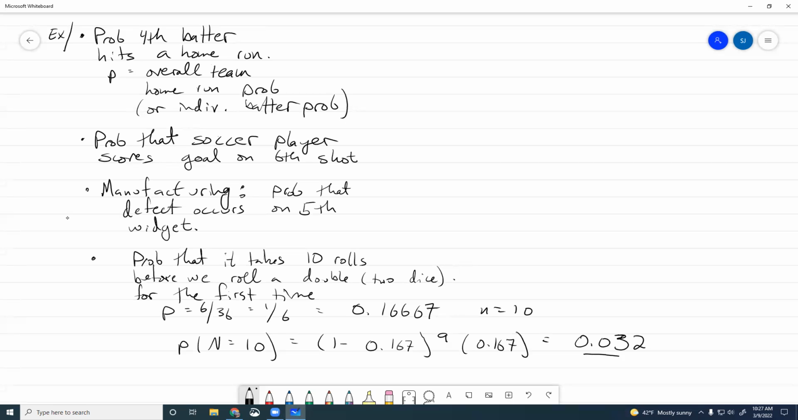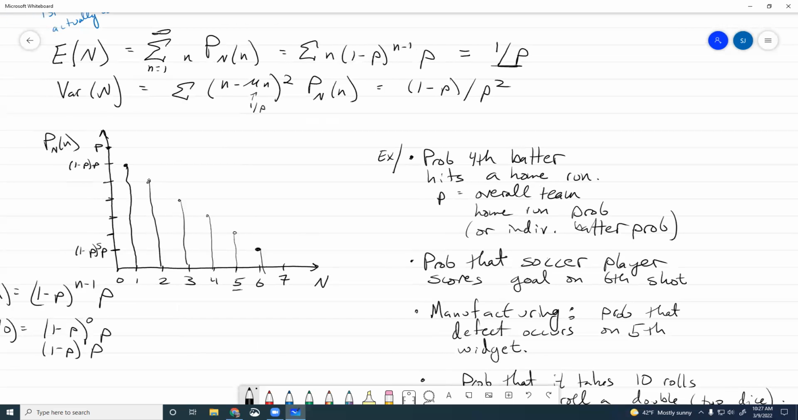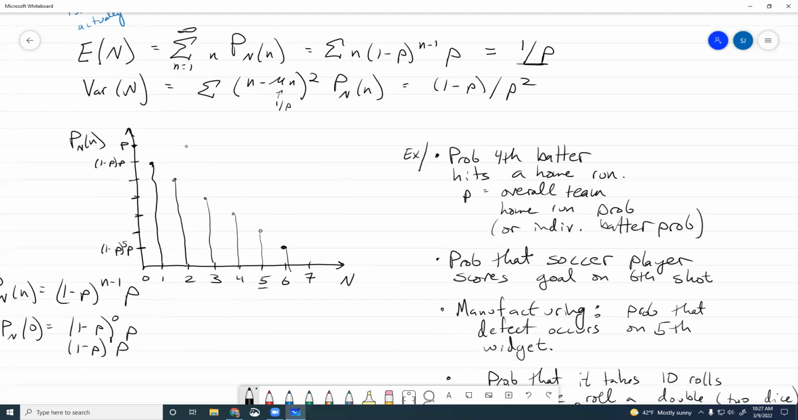So this is the probability that doubles occurs on the 10th. Now we can go back and look at this distribution right here. This is the PMF, right? What if this is just a generic one? Say we took this all the way up to 10 for our double dice roll example. How would we calculate the probability that N is less than or equal to 10?